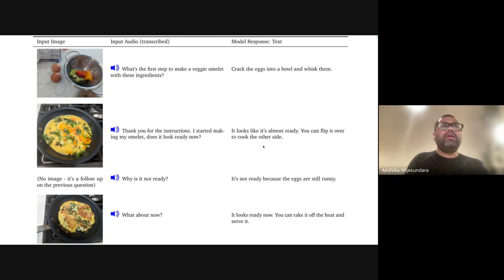So likewise, you can have a conversation, and even in this one, without an image, just audio, you ask why is it not ready? Just being very human. It is not ready because the eggs are still runny. Just doing assumption, I think here, and then you send a photo and ask what about now? It looks ready now. You can take it off the heat and serve it. So it's really interesting that you can have a conversation, and it keeps the context of the conversation, and you can even have follow up questions. So you can switch between modalities. I think this really speaks to the multimodal nature of Gemini, where you can do these kind of interactions as you would interact with a human. So yeah.